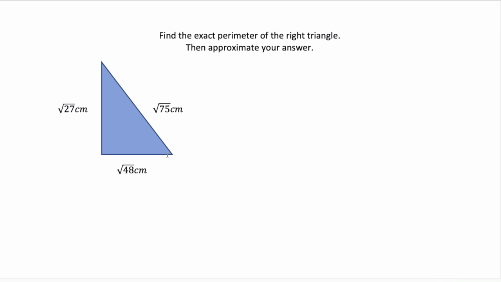We're asked to find the exact perimeter of this right triangle. Well, what's the perimeter? Perimeter is a fence, so we need to add these three values together. So we need to add the square root of 27 plus the square root of 75 plus the square root of 48. But remember, we can only add these together if the radicand, that number inside the square root, is the same. And right now they're not the same.